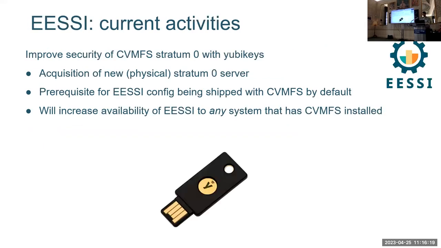So then a little bit about what we're working on today and in the near future. I'll start with the file system layer. On that part, we're trying to get a new start from zero server in place, a physical one this time, so we can actually plug a YubiKey in. This is one of the ways in which we want to improve the security, because if you can deploy something on the start from zero, it gets deployed to a lot of systems in the world, right? So that's a security thing you want to think about.